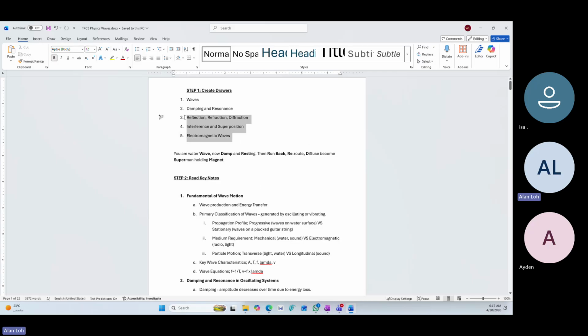So even now, without looking at these five drawer names, I think you are able to remember the names. Maybe not 100%, maybe 80%. And it took us less than 5 minutes, right? So you have wave, you have damping and resonance, then you have reflection, refractions, even though it's hard for me to pronounce, and diffractions. Then you also have interference and superposition and electromagnetic wave, right?